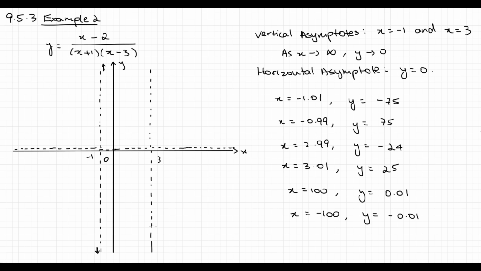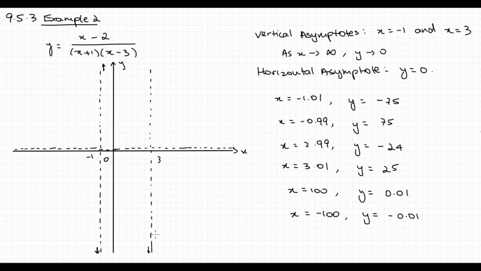So my second vertical asymptote is at x equals 3. To the left, at x equals 2.99, my y value is -24. Now, -24 might not sound like a very big number, but it's pretty big comparatively. Because what we're supposed to say here is that when we're to the left of the vertical asymptote, the negative 24 here represents the fact that my curve is going to be all the way down here.